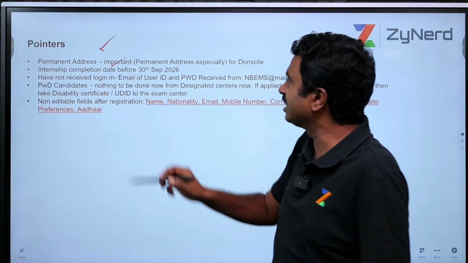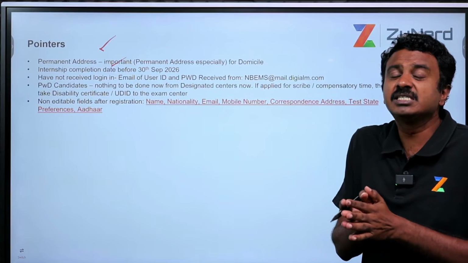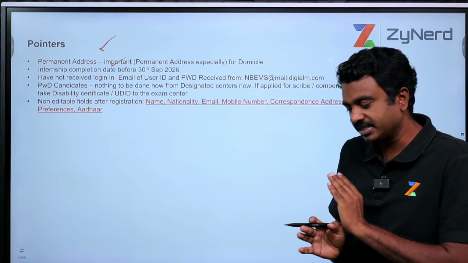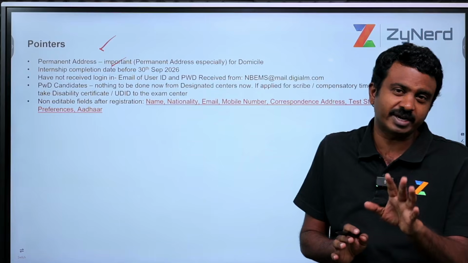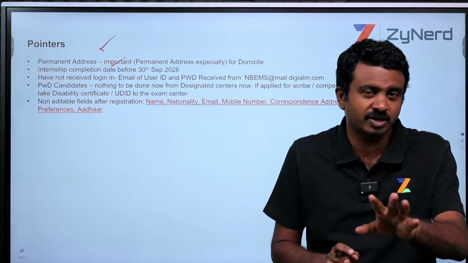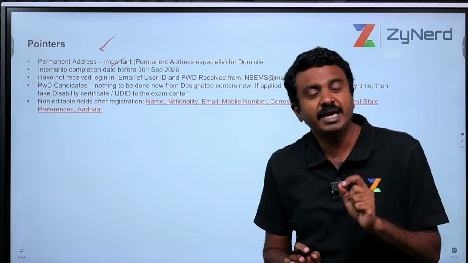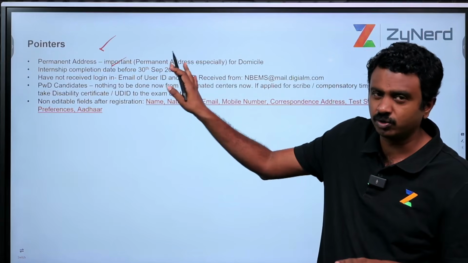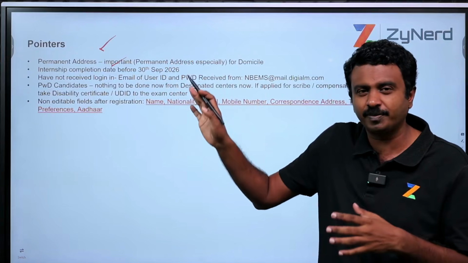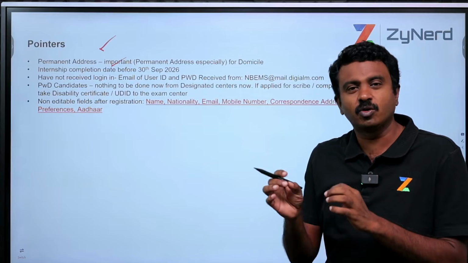Pointers, permanent address. It is very important that your permanent address is rightly mentioned. Note that this need not necessarily be your correspondence address. Correspondence address is the place where you are going to write your examination. That is what you would give as your correspondence address, including the pin code. Permanent address matters in some states, not all states. The majority of states don't use this data at all, whatever be your permanent address. But some states use it for state quota eligibility.